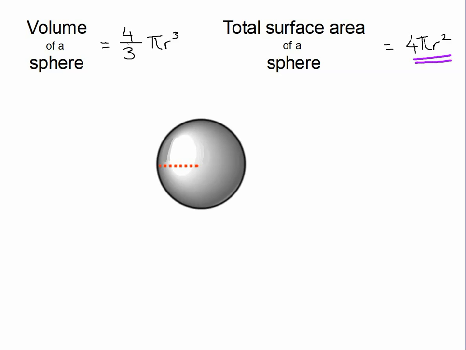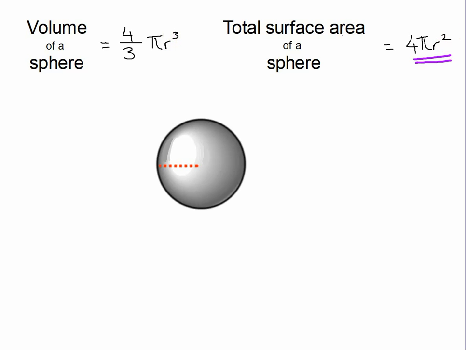But volume always has three dimensions multiplied together. So in here we have the radius times the radius times the radius. If you think of a cuboid, we have length times width times height. We have three dimensions multiplied, and when we have that, that is always a volume. And when we have two dimensions multiplied, we always get an area. So volume is 3D, area is 2D.